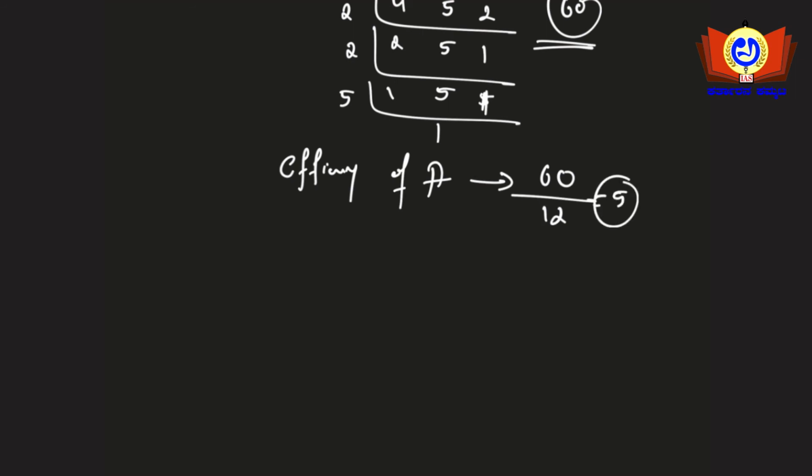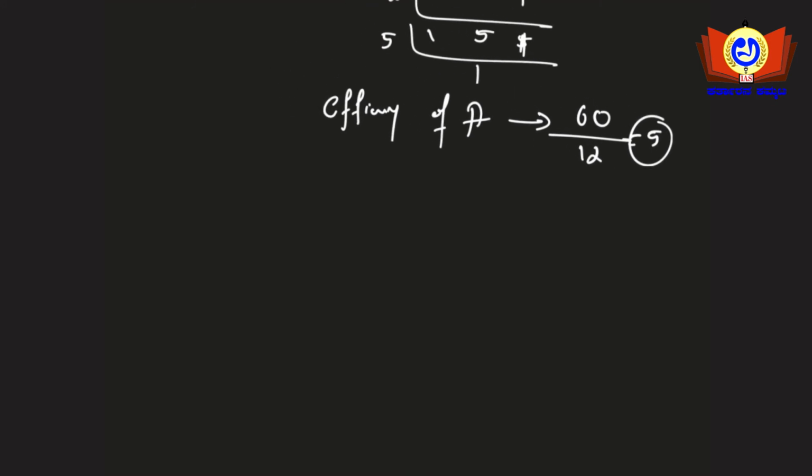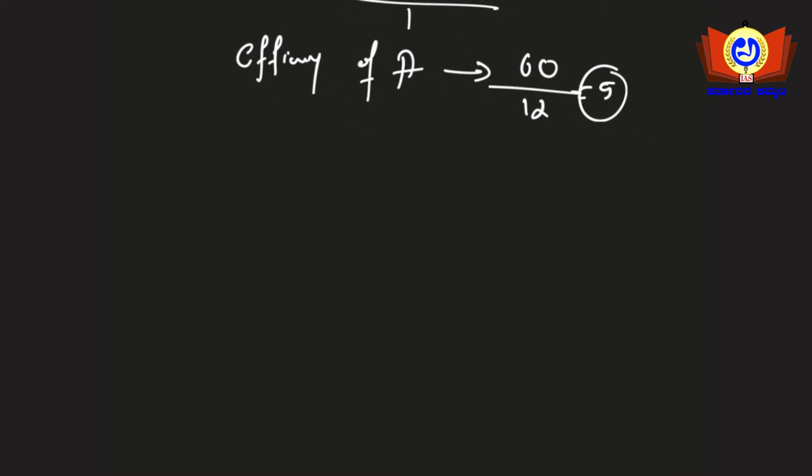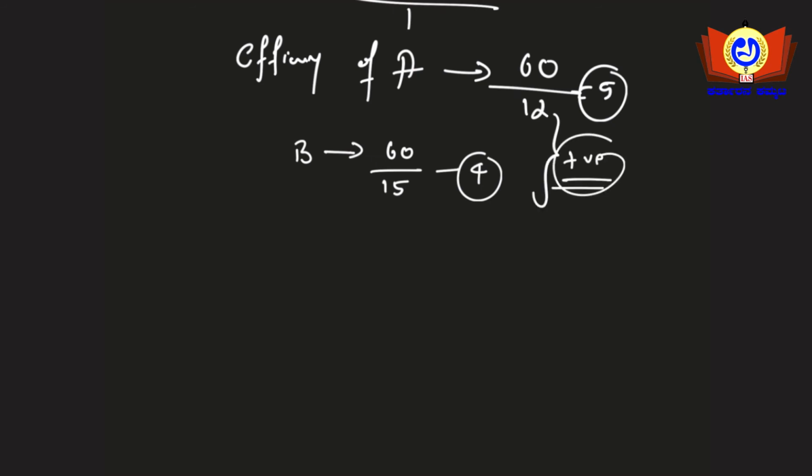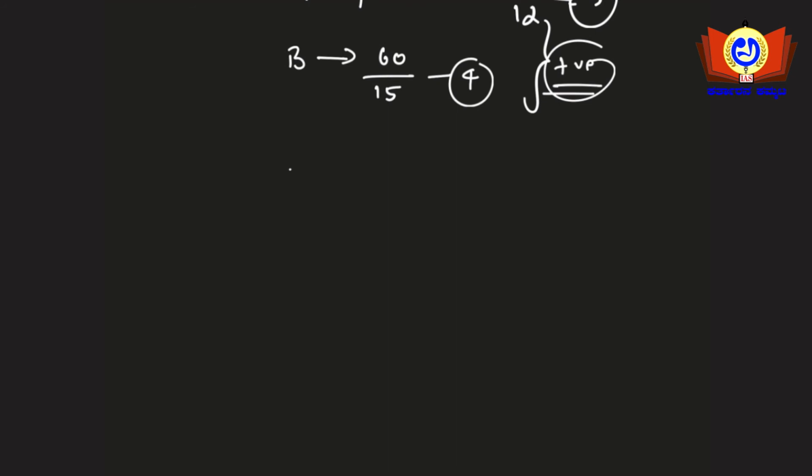So similarly, efficiency of pipe B will be 60 upon 15, that will be 4. Okay, pipe A and pipe B are doing positive work here, kindly understand. And efficiency of pipe C will be 60 upon 6, that is 10, and this is doing negative work here. So till here you got the problem, right? The method I am solving, I am trying to find the efficiency here.